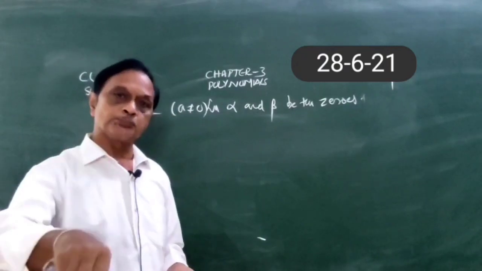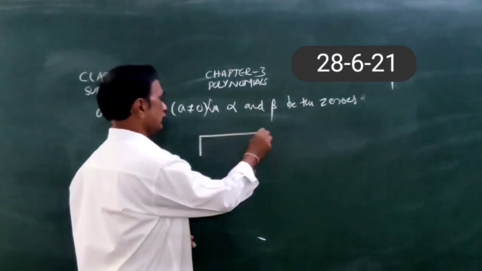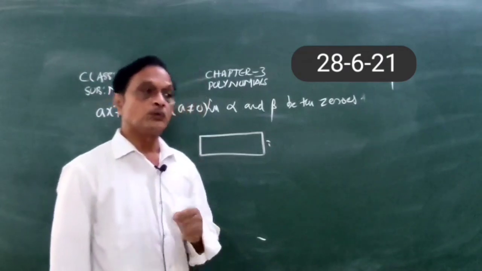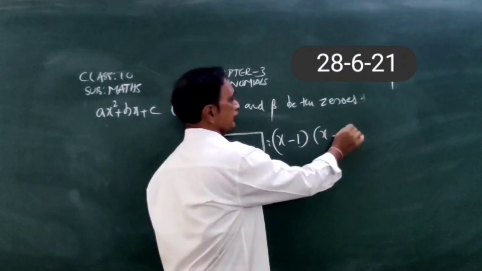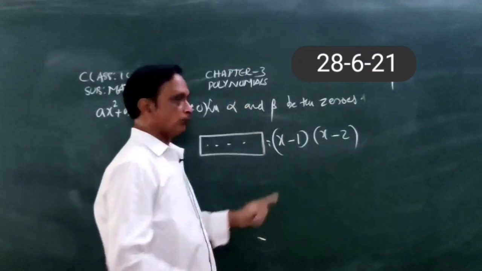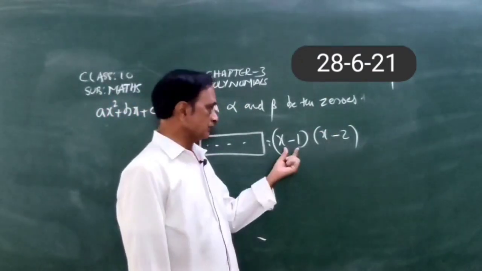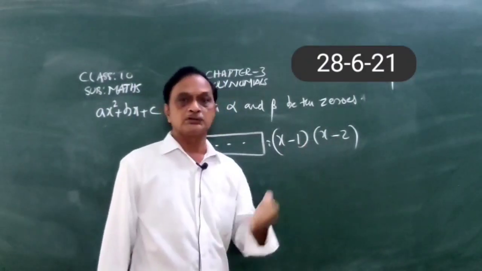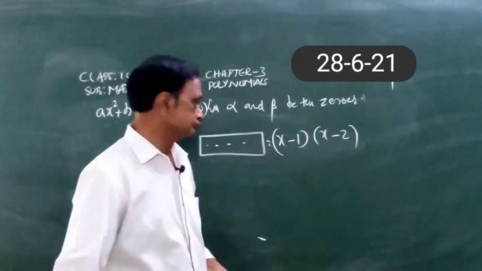So, given factors of a quadratic polynomial, we get the zeros. Given zeros of a quadratic polynomial, can you write the factors? Say there is a quadratic polynomial whose zeros are 1 and 2. Then the factors are x minus 1 into x minus 2. See whether x minus 1 and x minus 2 gives 1 and 2 as zeros. X minus 1 equal to 0, x equal to 1; x minus 2 equal to 0, x equal to 2.